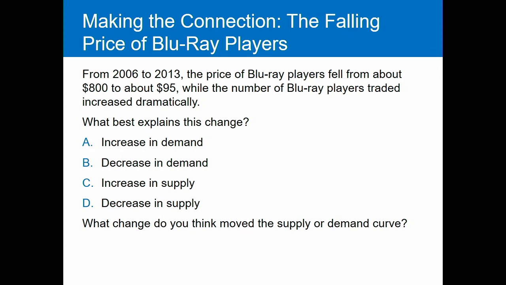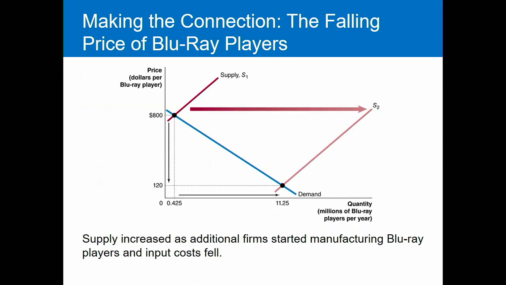Anyone have an answer? Increase in supply. You guys are both right. An increase in supply. What we saw is the cost of production falling dramatically. As a lot more firms begin selling, it's going to increase the supply to the right.